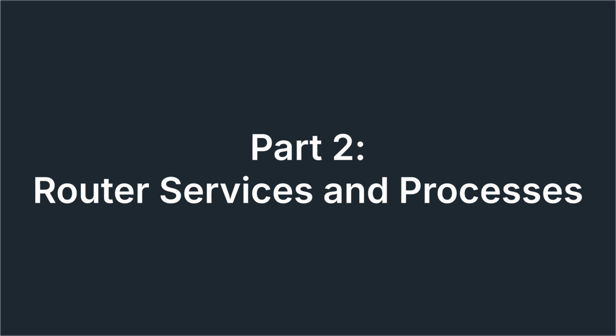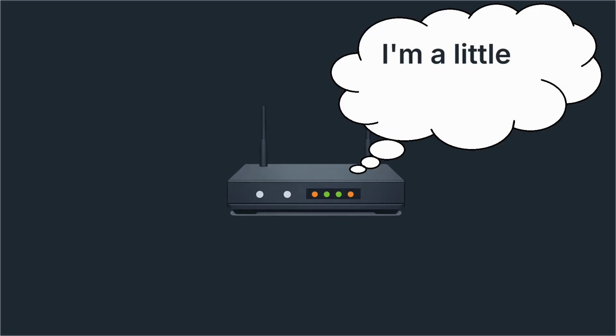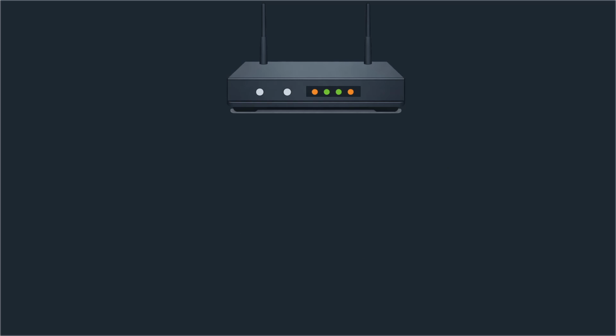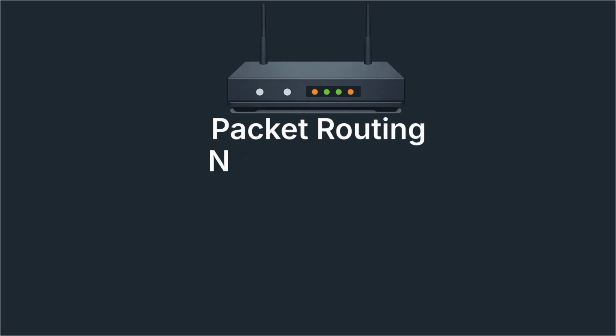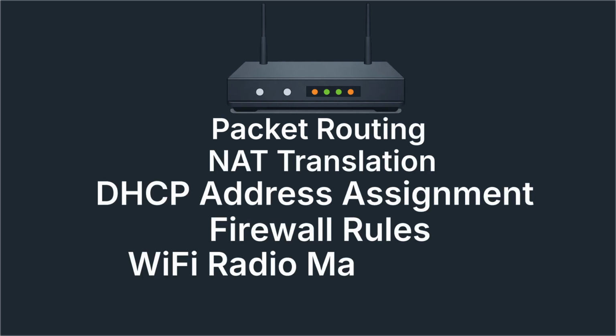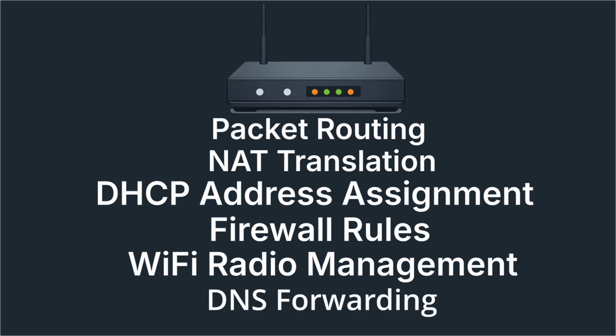Another important thing to understand is that a home router is basically a small computer running specialized software. Most consumer routers run some form of embedded Linux or a similar operating system. That system is responsible for running several different services at once: packet routing, NAT translation, DHCP address assignment, firewall rules, Wi-Fi radio management, and DNS forwarding. Each of these functions is handled by software processes running inside the router. And like any software, these processes can sometimes behave badly over time.